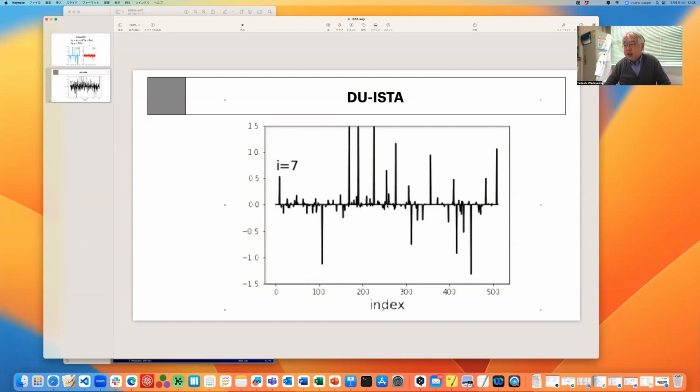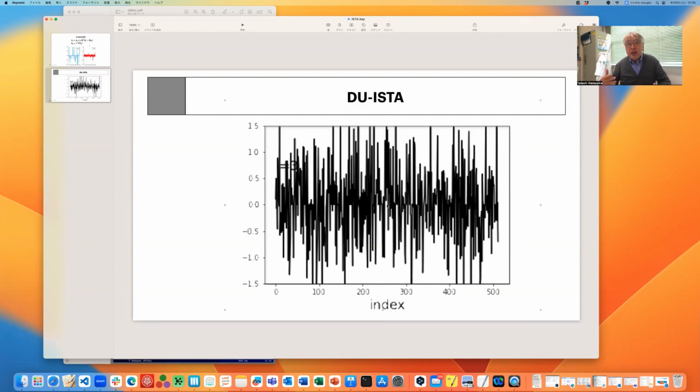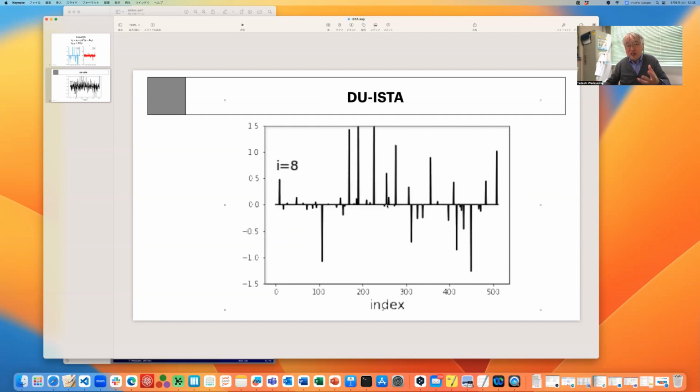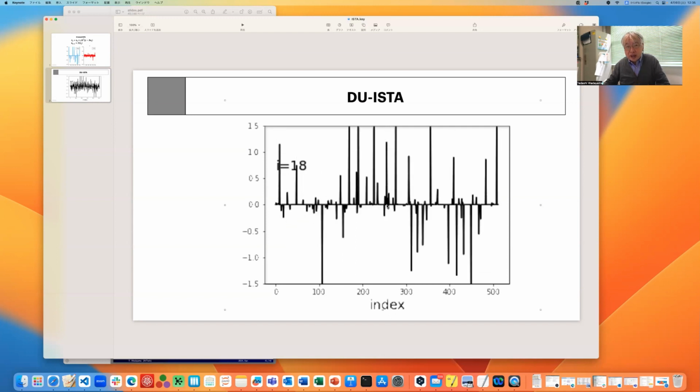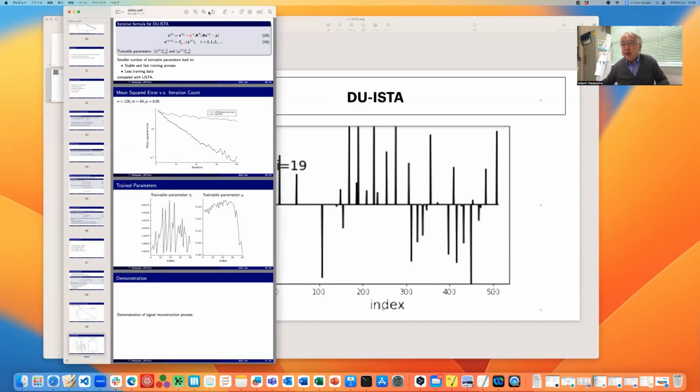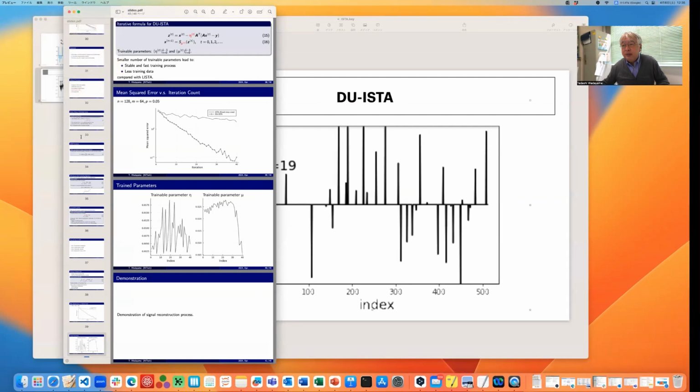So 4, 5, 6, 7, 8, 9, 10, 11, 12, 19. So no noisy signal can be observed around zero in this case. This animation indicates that the convergence of DU-ISTA is so fast compared with the original ISTA. Okay, so now let's get back to our slide.